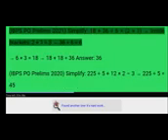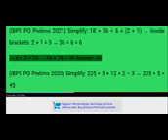IBPS PO Prelims 2021. Simplify: 18 plus 36 divided by 6 times (2 plus 1). Inside brackets, 2 plus 1 equals 3. Then 36 divided by 6 equals 6. Then 6 times 3 equals 18. Then 18 plus 18 equals 36. Answer, 36.